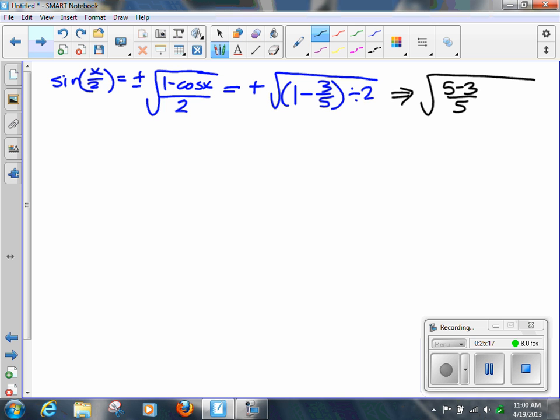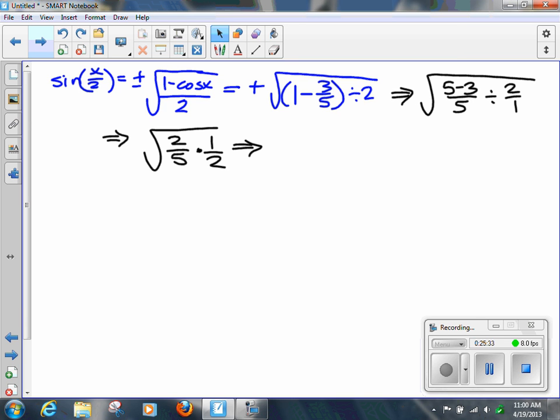5 over 5 minus 3 over 5. You guys are going to skip this step. I know you are. Y'all see what I'm doing? Divided by 2 over 1, which is 2/5 times 1 over 2, which is what's going to happen. The 2's cancel. And remember, the square root of 1 over the square root of 5.